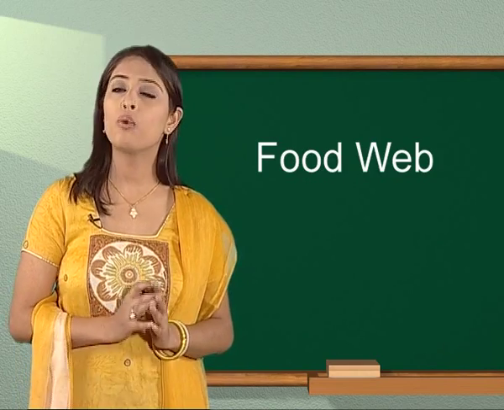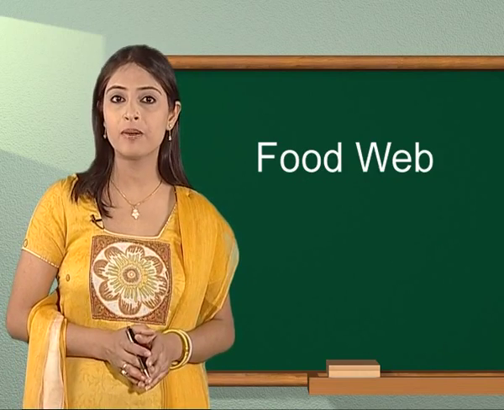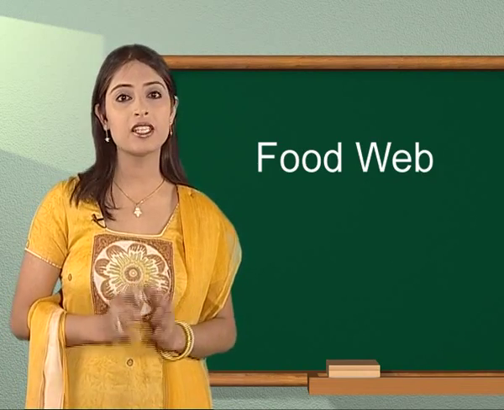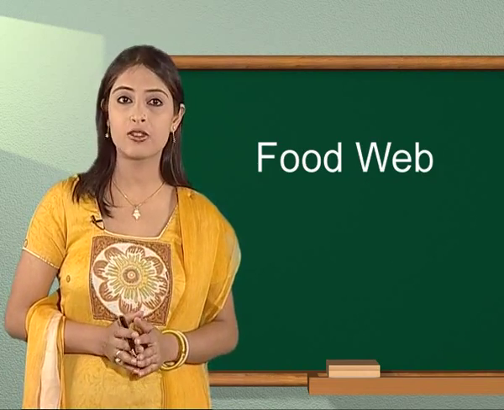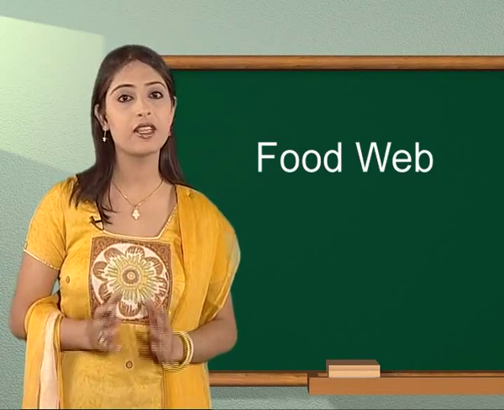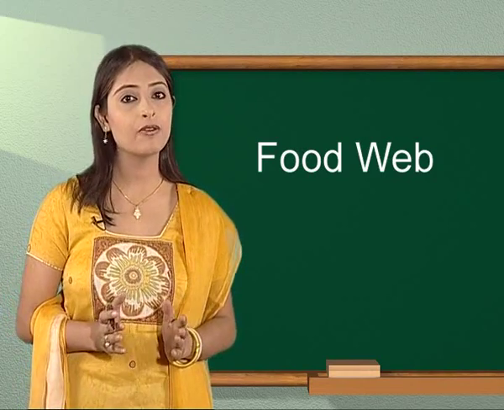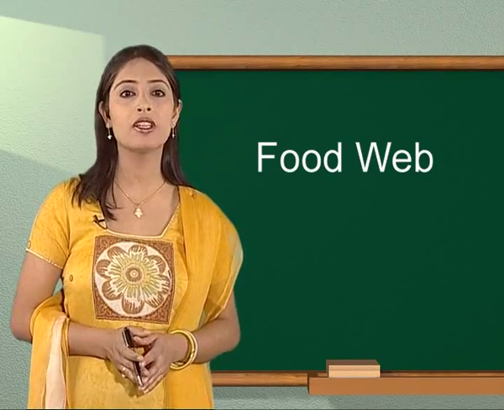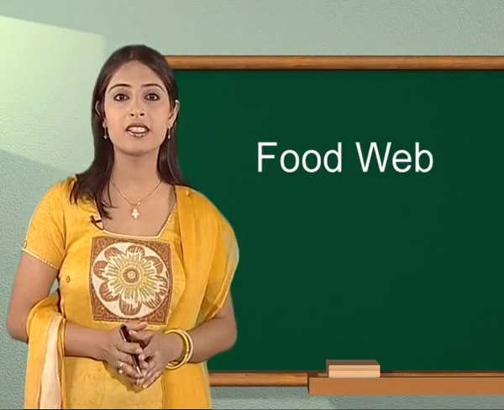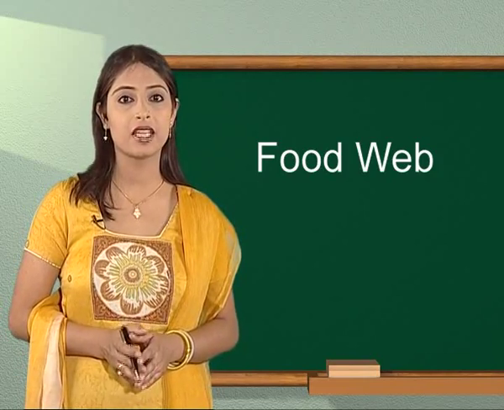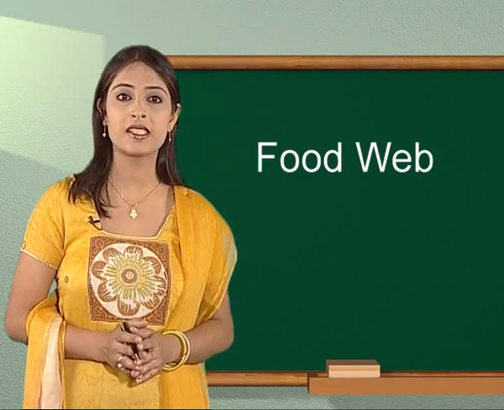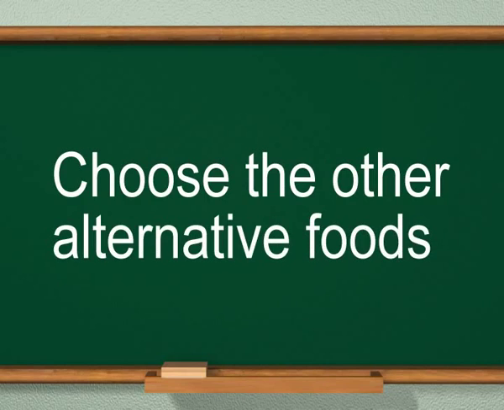Do you know what is the advantage of this food web? Okay, let me explain. If a particular species of producer is destroyed by a disease in the ecosystem, then the herbivores of that particular species can choose any other alternative species for their consumption or feeding. Thus, our ecosystems will not be affected by the disease and the particular species choose the other alternative foods.